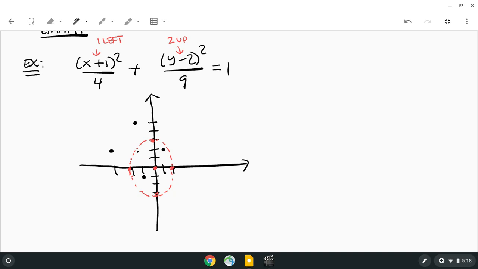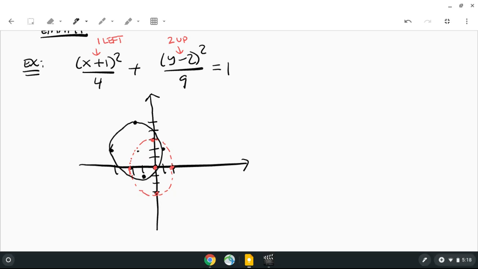Okay, so my final ellipse is over there. Very sloppy. Okay, so that's one way to do it. You can do the parent one first and then move everything. Okay, the way I like to do it.